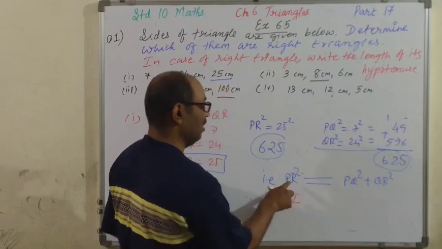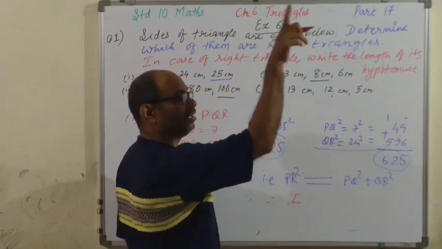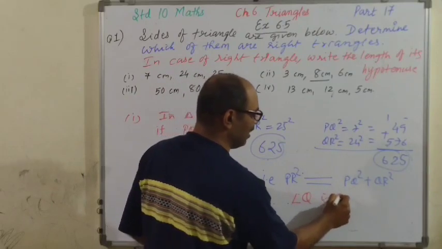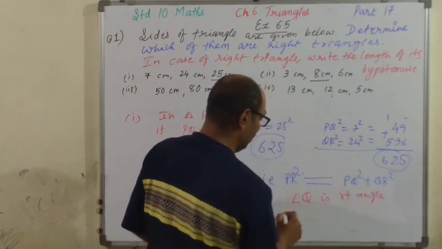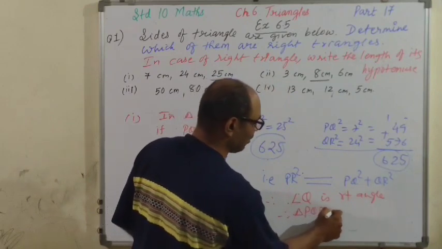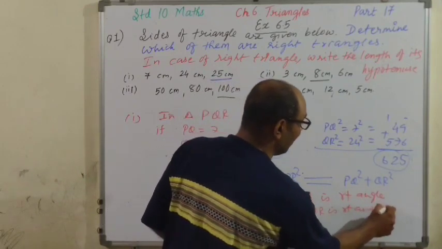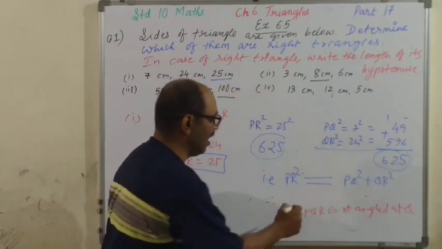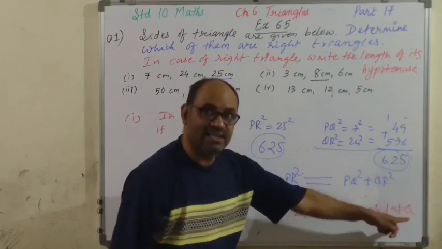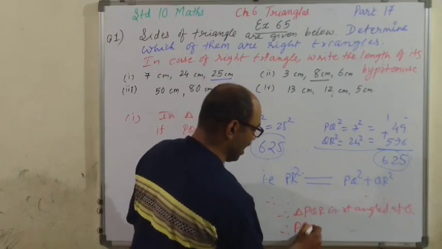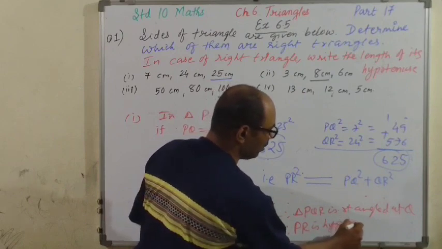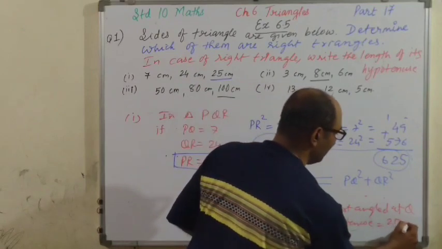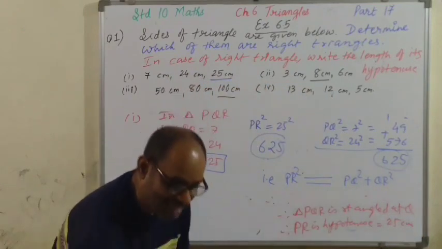Therefore angle, opposite to PR, the third vertex is Q. Therefore angle Q is right angle. Therefore triangle PQR is right angled at Q. Therefore PR is hypotenuse and that is equal to 25 centimeter. Clear? You may write like this.